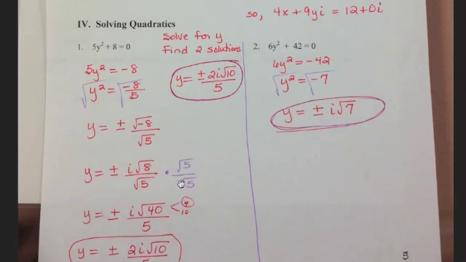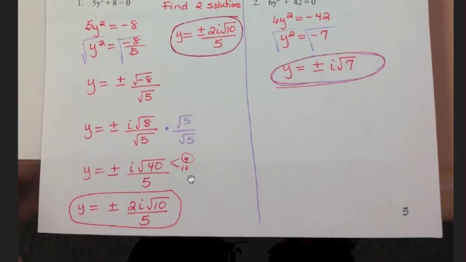Again, can't have the radical on the bottom, so multiply top and bottom by radical 5. We get radical 40 over 5 times 5 is 25. Square root of 25 is 5, right? Again, 40 can be simplified into 2 radical 10. So this is our final answer.